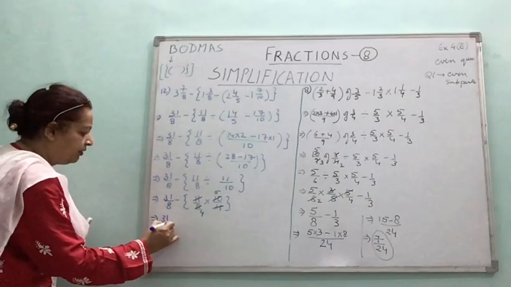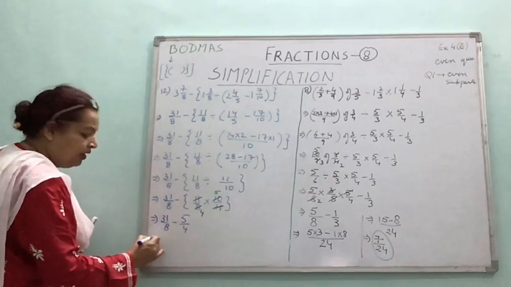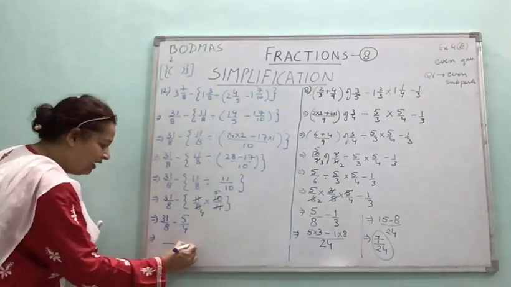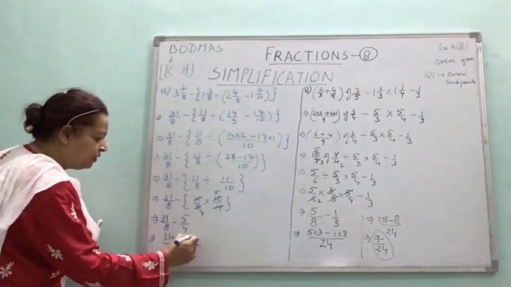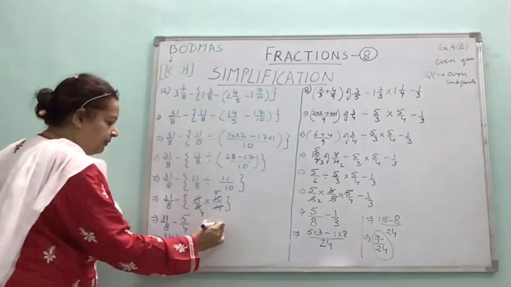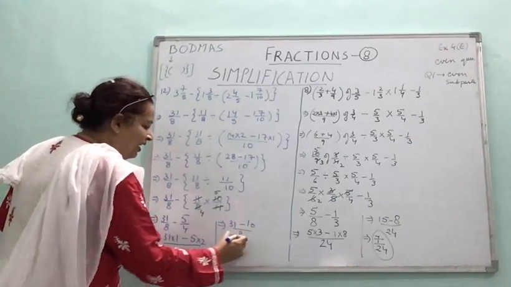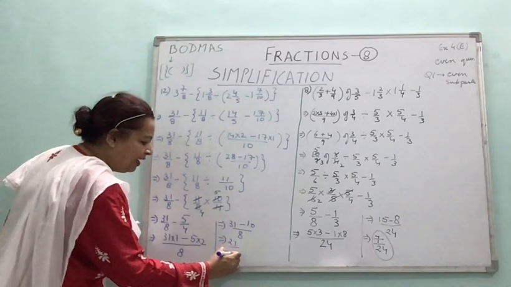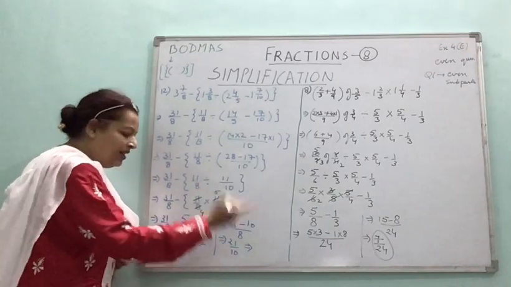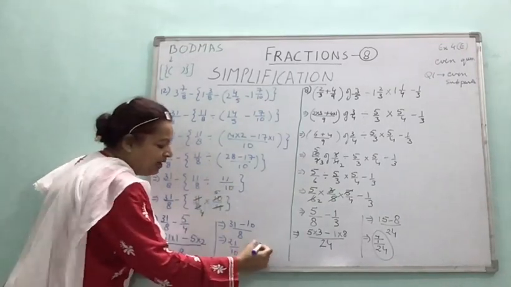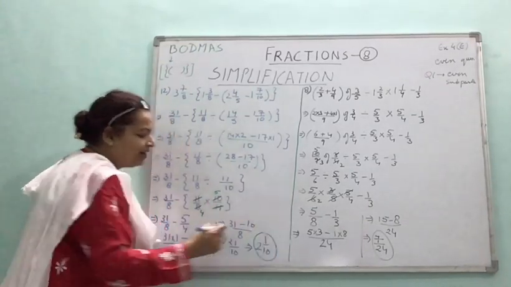So it is 31 by 8 minus, what is left? 5 by 4, so I just write 5 by 4. Now since it is subtraction, again LCM 8, 8 goes 1 times, so 31 into 1, 4 goes 2 times, so 5 into 2. Well, 31 minus 10 by 8, which is 21 by 8. It is an improper fraction. Convert it into a mixed fraction. 8 2 times is 16, so 2 times. Subtract to get the remainder. 2 whole 5 by 8.